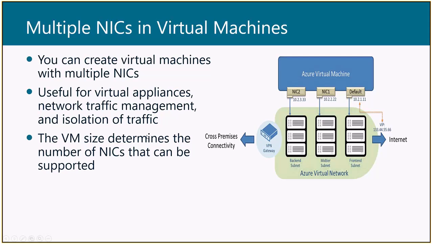And if you want cross-premises connectivity, you use a VPN gateway to go to your on-prem. This is where you go through a VPN gateway. So it's a lot more.